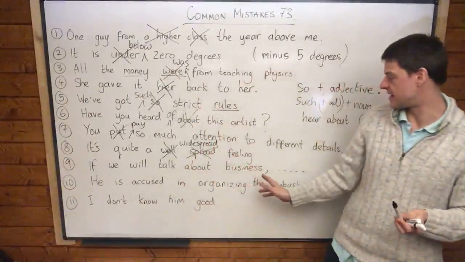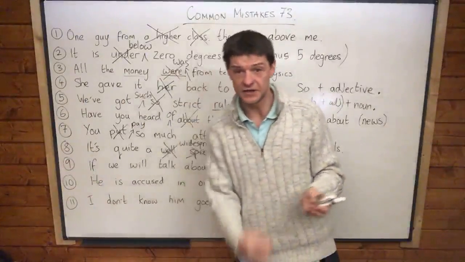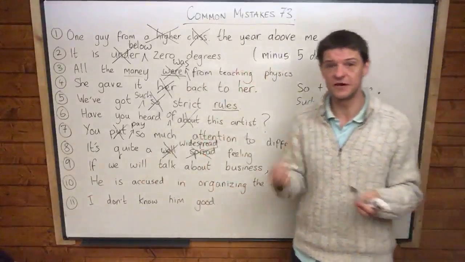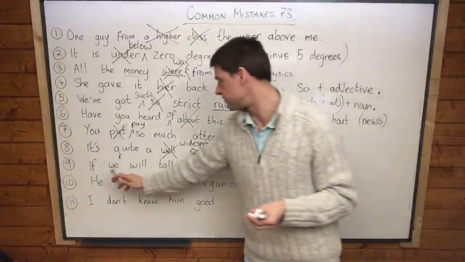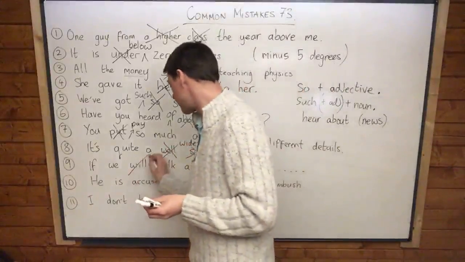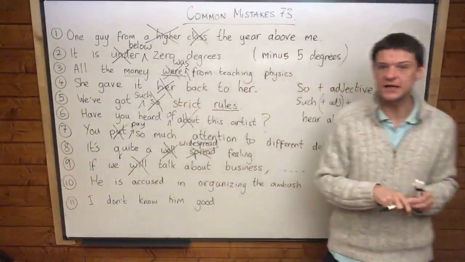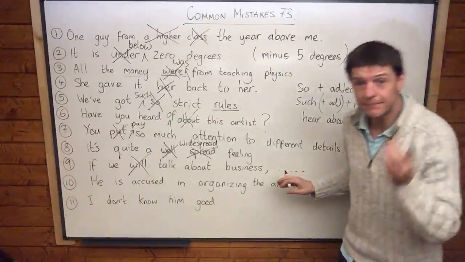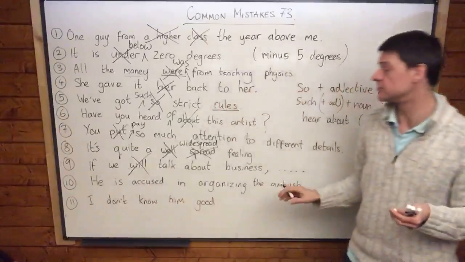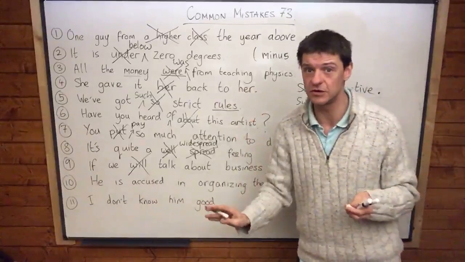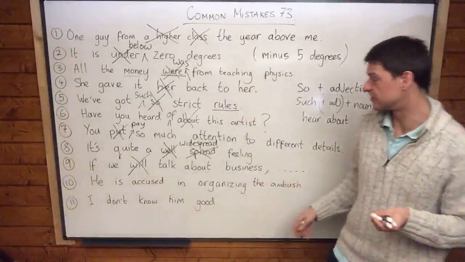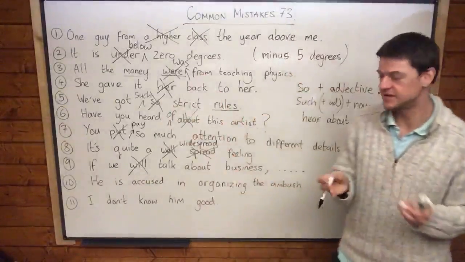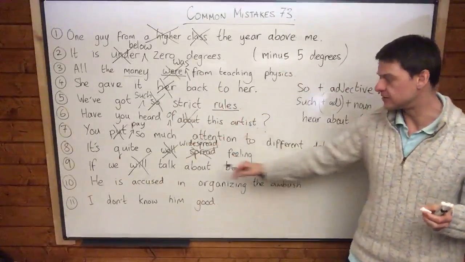Okay, number 9, if we will talk about business. Okay, stop right there when you do this with the word if, and you mean conditional if. This is first conditional. And the problem with first conditional is a lot of students say if I will, if he will, if they will. It's always wrong. In English, you put the will part in the other clause, in the main clause. This is the subordinate clause, and we don't use will in the subordinate clause. We use it in the main clause. So if we talk about business, we will come to an agreement, something like that. Will comes in this part, not in that part.